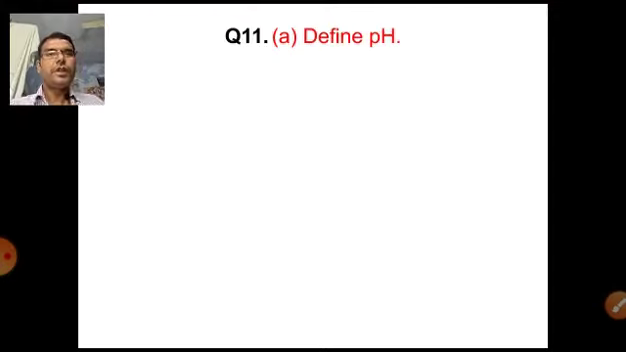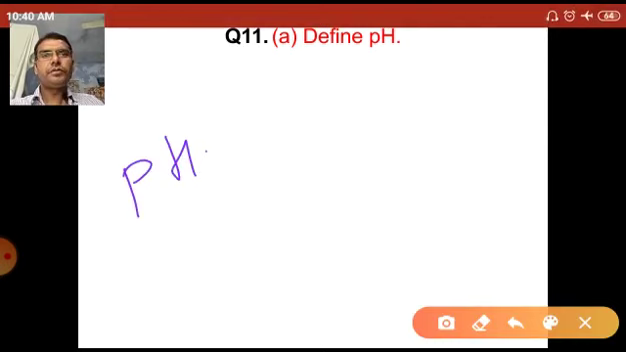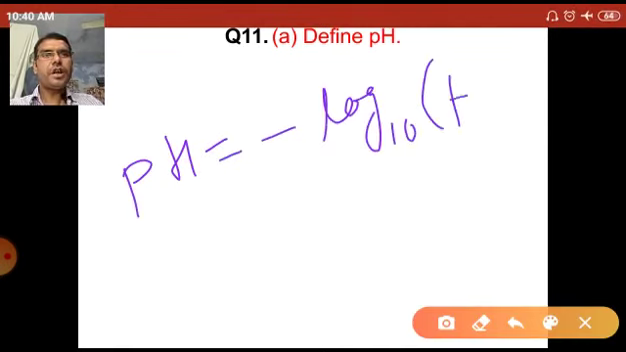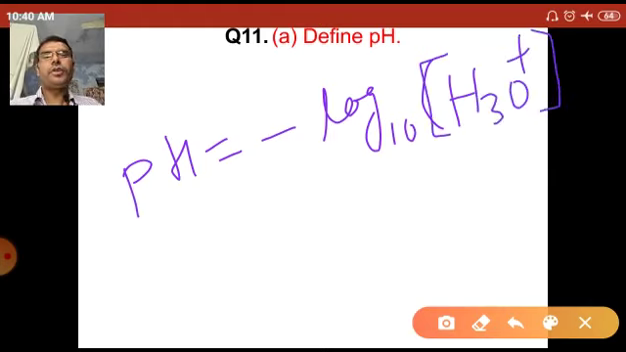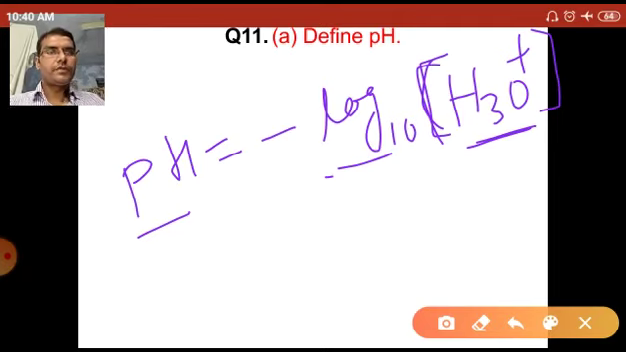And the next question, define the pH. What is the pH? So pH equals the negative logarithm of the hydrogen ion or hydronium ion concentration. Now this is the symbol of concentration, and this is the hydrogen ion. So pH equals the negative logarithm of the hydronium ion concentration. So pH generally explains how much hydrogen ion or hydronium ion is present in a solution.